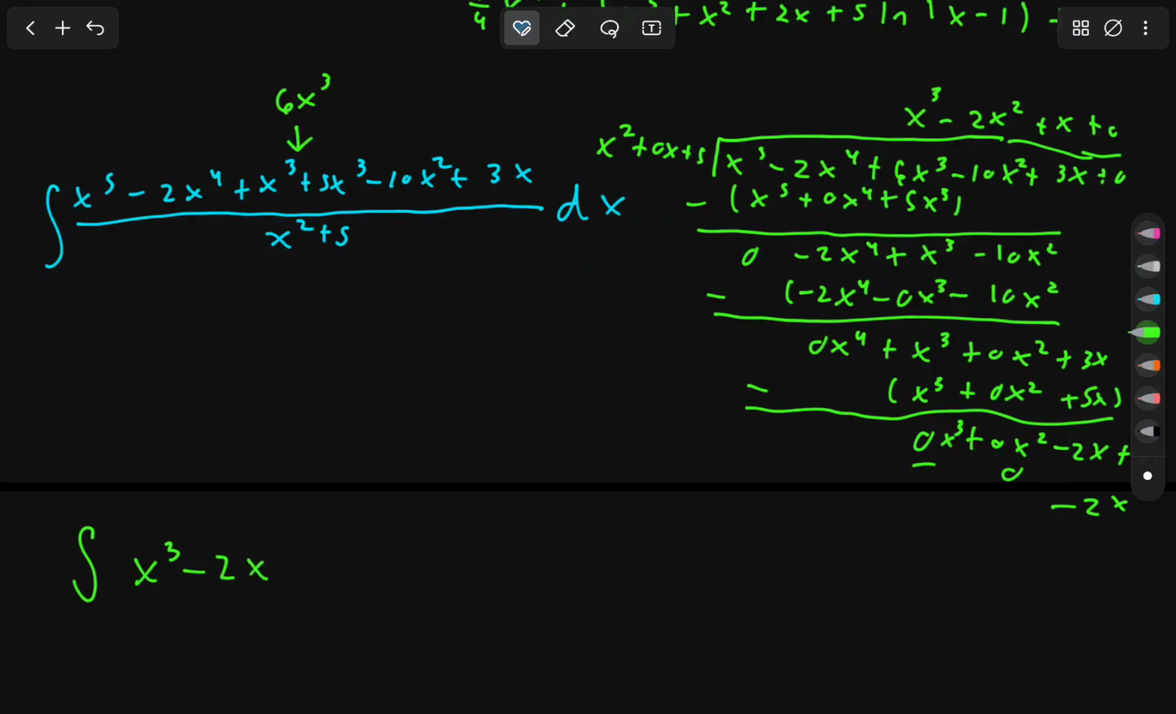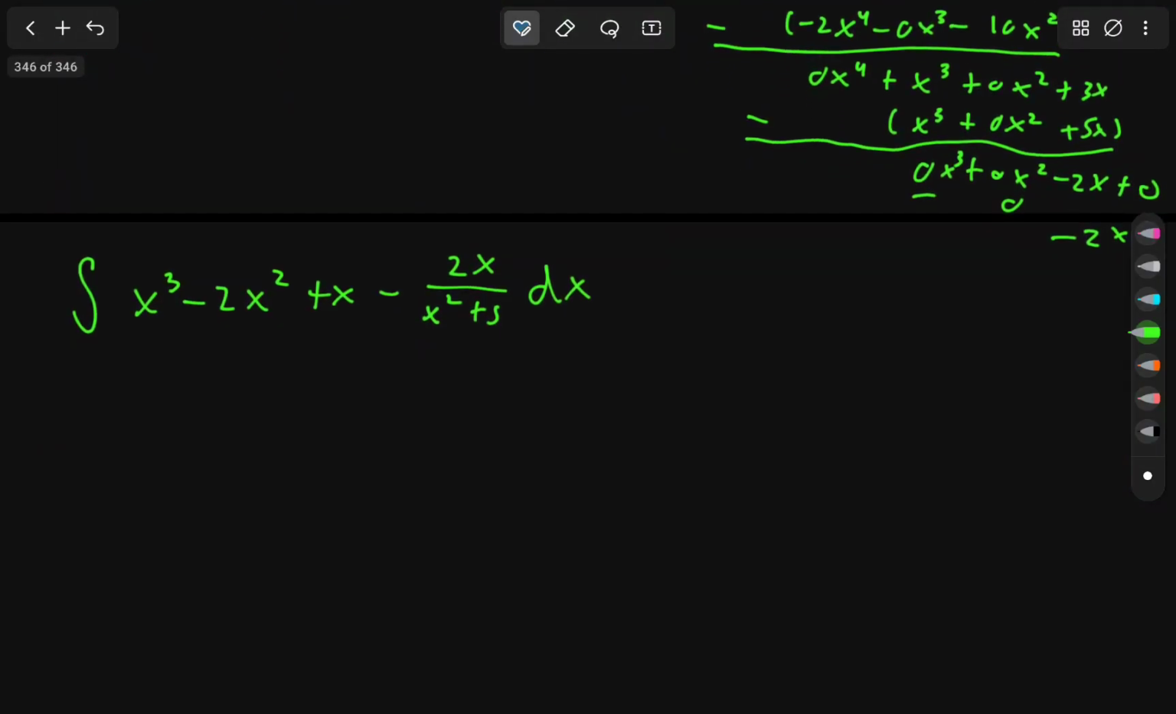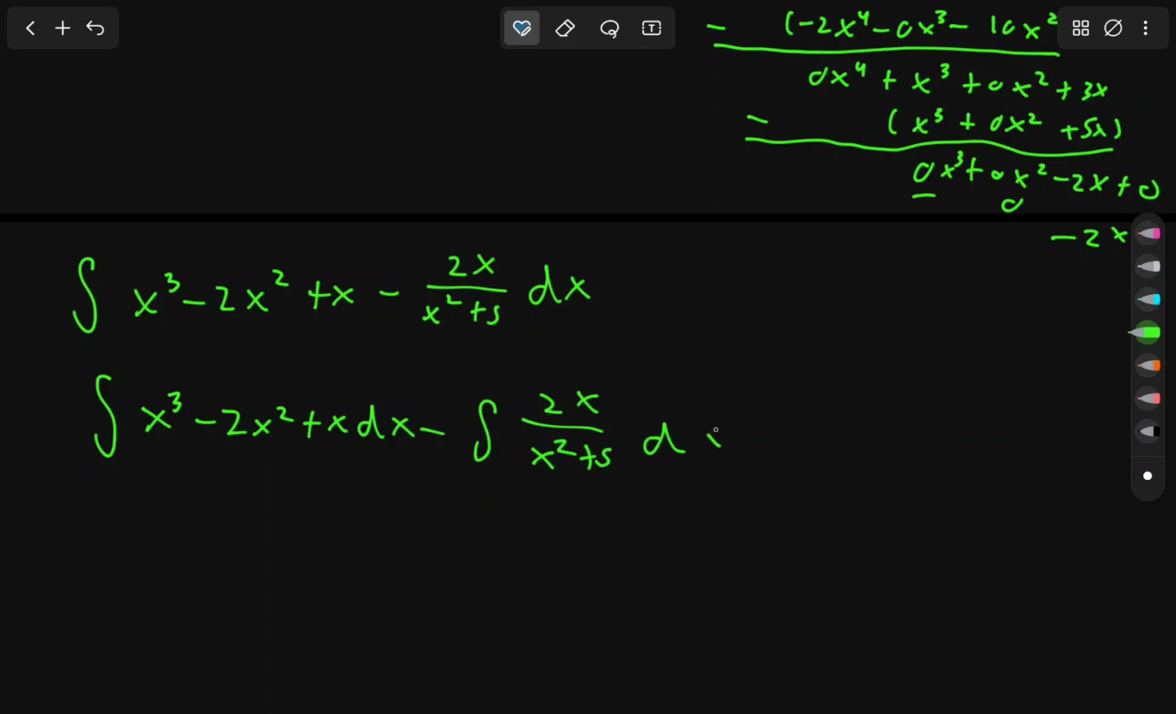So we now can write this integral as the integral of x cubed minus 2x squared plus x. We don't have to worry about the 0, but we do have a remainder of negative 2x. So negative 2x divided by x squared plus 5 dx. Well, we're going to break this down into two separate integrals. So we get the integral of x cubed minus 2x squared plus x dx minus the integral of 2x divided by x squared plus 5 dx.